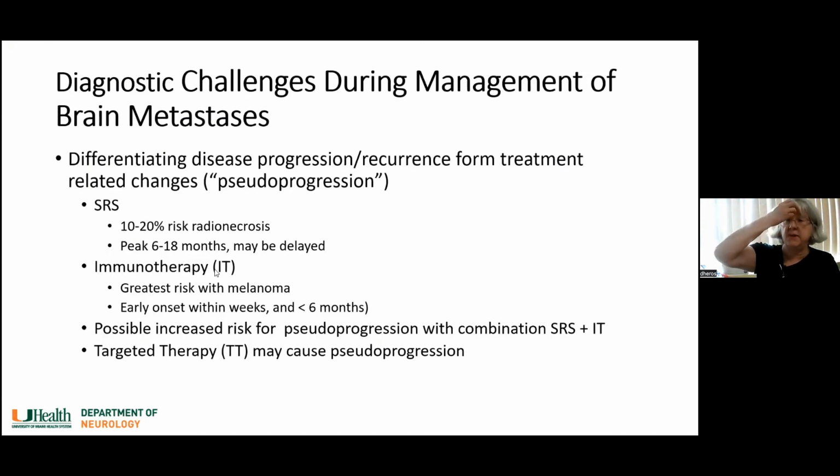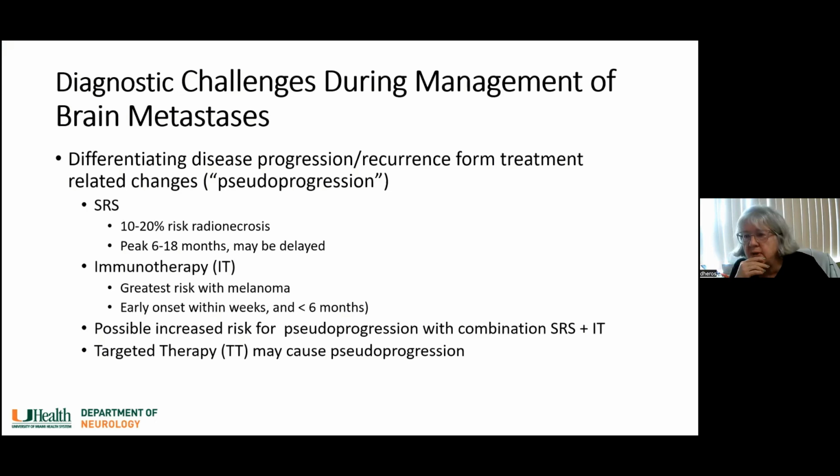I think one of the greatest challenges as we're learning to use these new treatments and combine them is to interpret the neuroimaging during the management of these patients. And pseudoprogression has become a popular term for worsening of the MRI without evidence of disease progression.